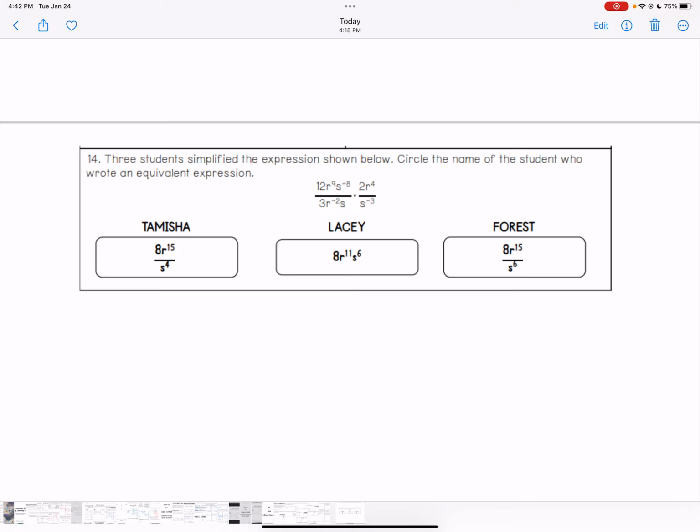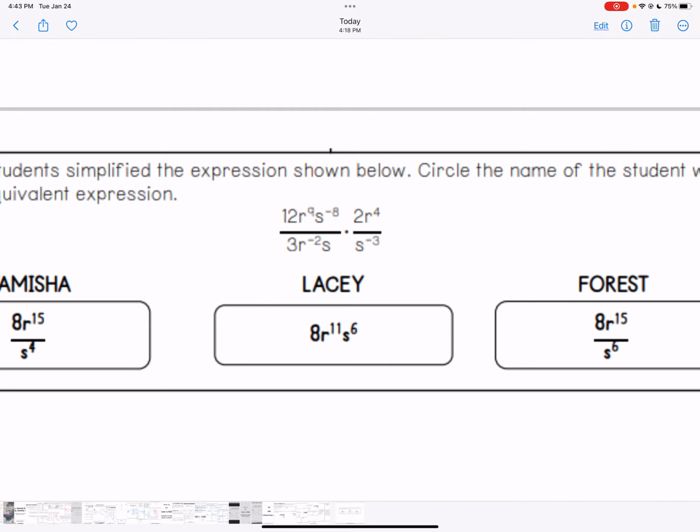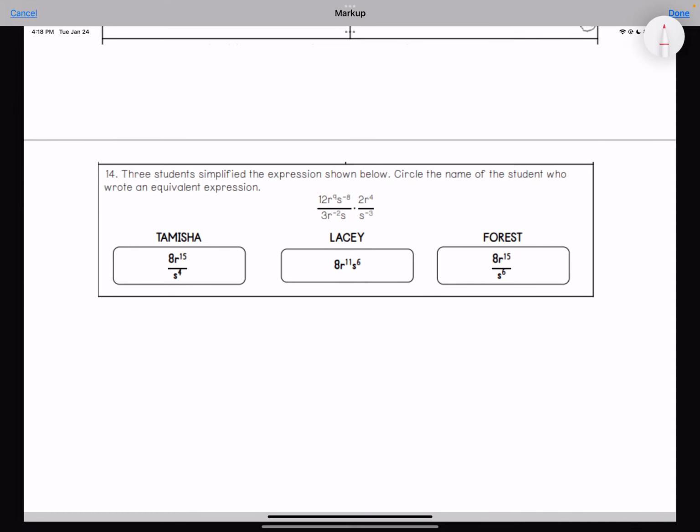Okay, so we have to simplify. And this is what I was talking about when I said multiple properties in the same problem. So what you're going to do, you're going to simplify the top first, then you're going to simplify the bottom, and then you're going to divide. So that's generally what we do. We simplify the top, simplify the bottom. Our final step is to divide.